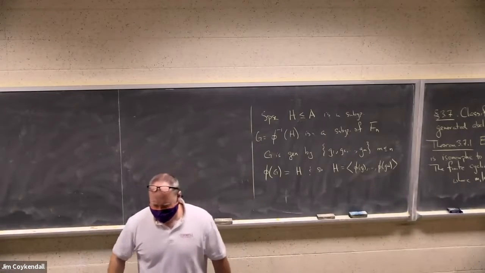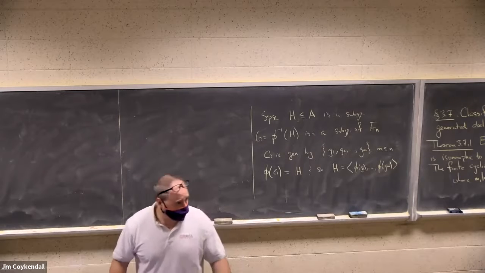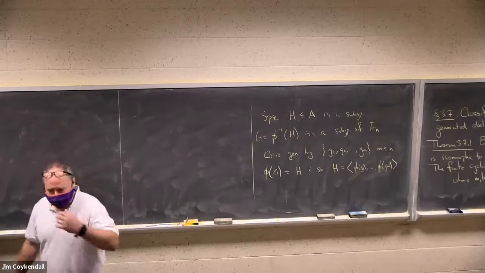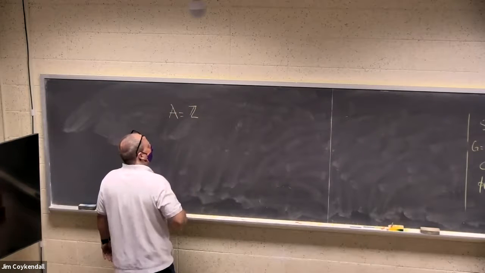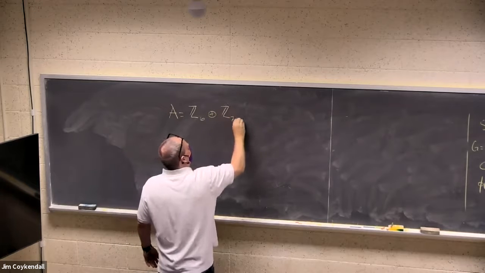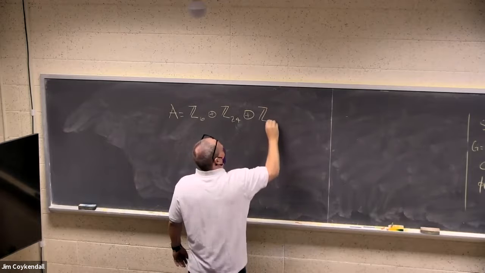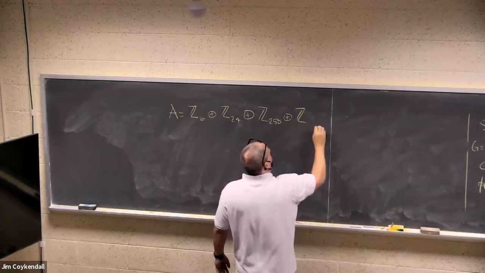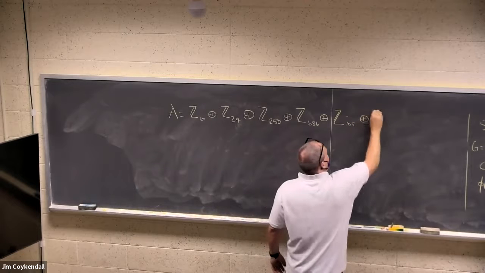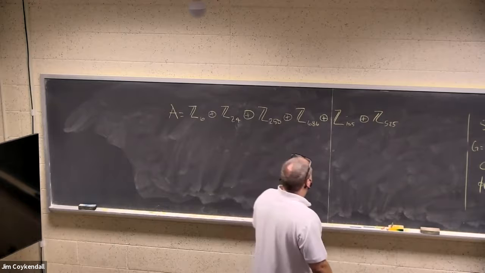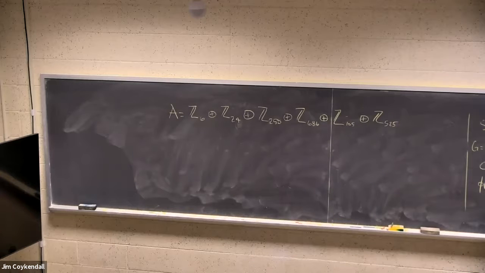Let me give you a numerical example, maybe to get everybody on the same page. Suppose we have this group. It's one of my favorite groups. I was dreaming about it last night. And you know what I said to myself? I would like to be able to write this in terms of a number of copies of cyclic groups in increasing order.